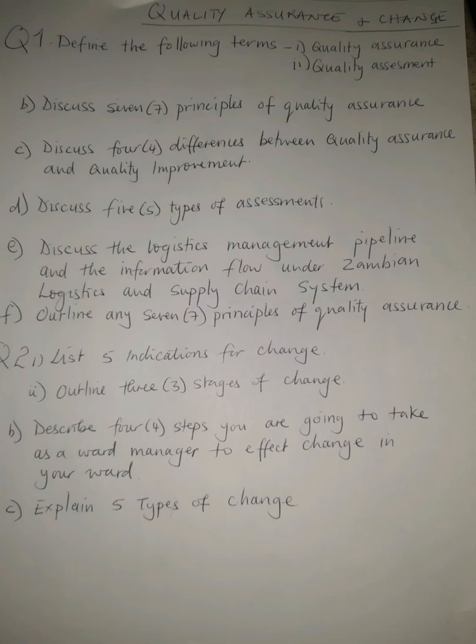Number 4 is process approach. Number 5 is systems approach. Number 6 is continual improvement. Number 7 is factual approach to decision making. Number 8 is teamwork. And lastly, number 9 principle is mutually beneficial supplier relationships. So these were the expected principles of quality assurance.